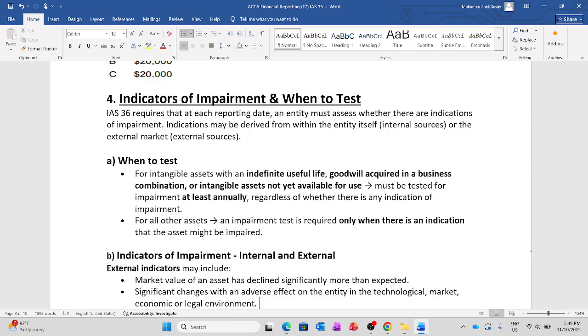Key concept that you need to know, it is mostly tested in the examination. So you need to note it down. You need to know the three categories of assets, and you need to know the reason why we are not going to wait for indicators of impairment. We need to test it, whether there's an indicator or not. For all other assets, other than these three categories stated above, an impairment test is required only when there is an indication that the asset might be impaired. Very crystal clear and very straightforward.